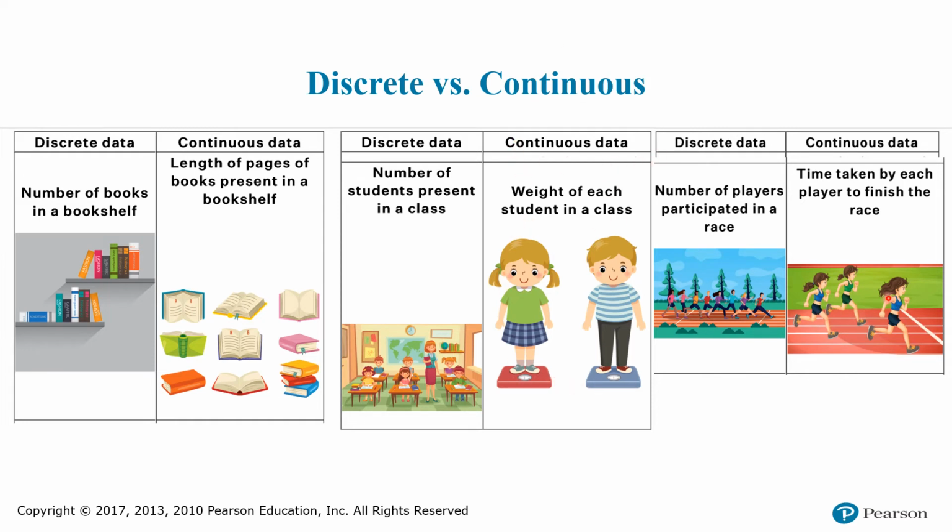Now let's think about the players in a race. Here we have 10 racers ready to go. That's a countable number. Can we break it down any further than that? No, because it wouldn't make any sense to say we had 10 2/5 racers in a race, making this discrete data. But the time taken by each player to finish the race, that's continuous, because while she might finish it in 25 seconds, she might also finish it in 25.34 seconds, meaning we can go beyond countable numbers and into levels of measurement, making this continuous data.